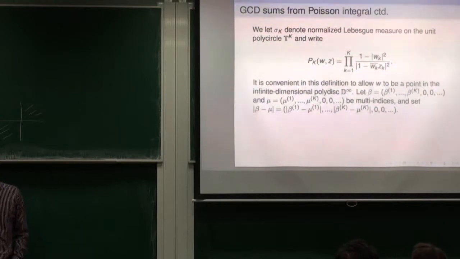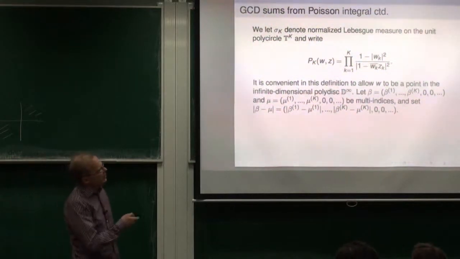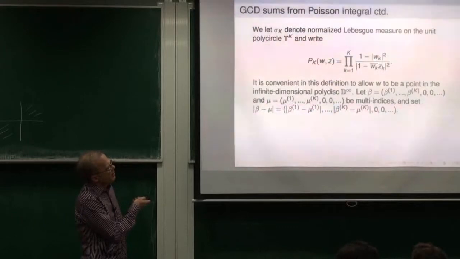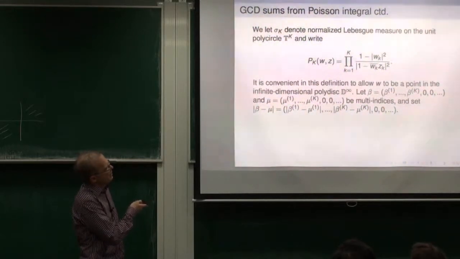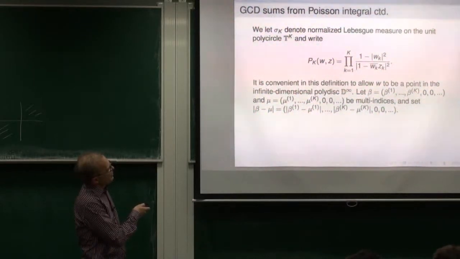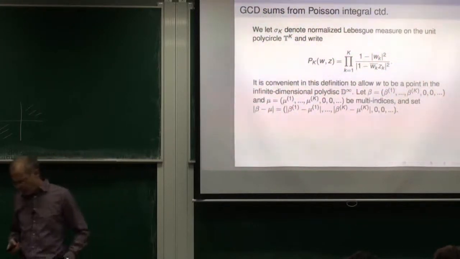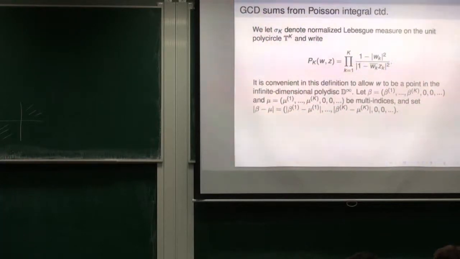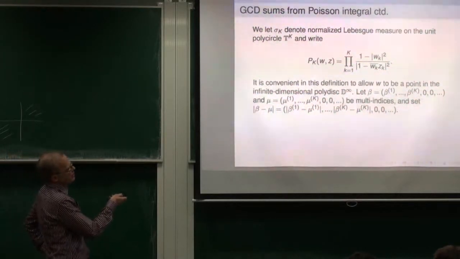Okay, we use again multi-indices. So we can think now of multi-indices as infinite sequences, but we stop at K here. So we have non-zero values up to K. So beta is a multi-index, mu is a multi-index. And I declare the absolute value of beta minus mu to be the absolute value of the difference beta 1 minus mu 1 at each entry of the multi-index.